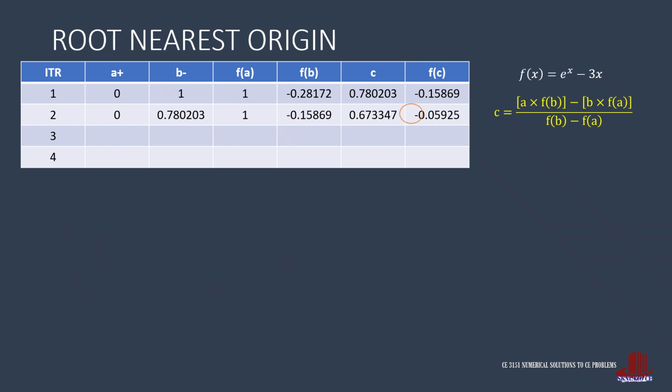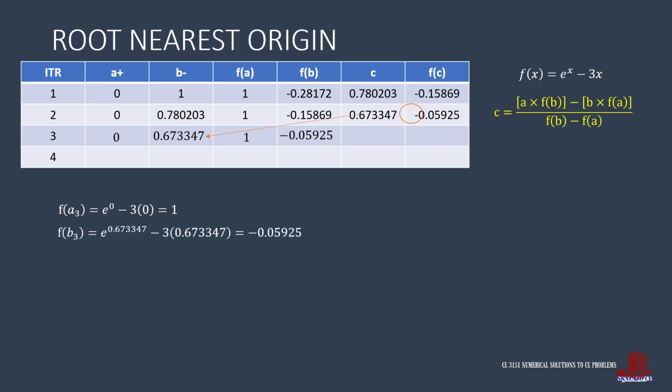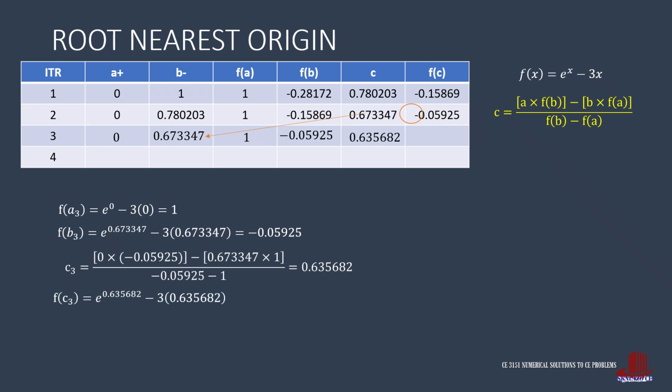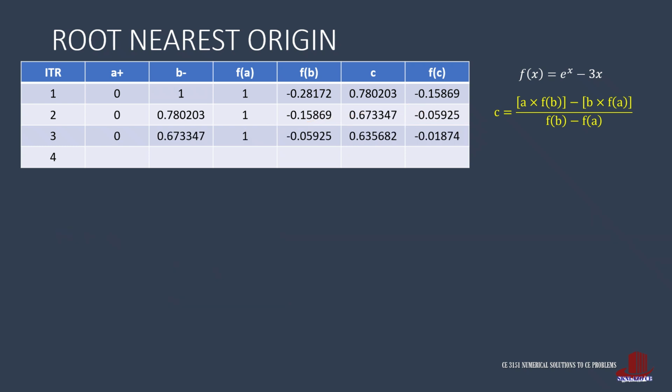Now for the third iteration, check the sign of f of C, which is still negative. This means that C replaces B again, and A is retained as 0. F of A is still 1, and f of B now turns to be -0.05925. Compute for C3, which should turn out to be 0.635682. And this value gives f of C3, which is -0.01874.